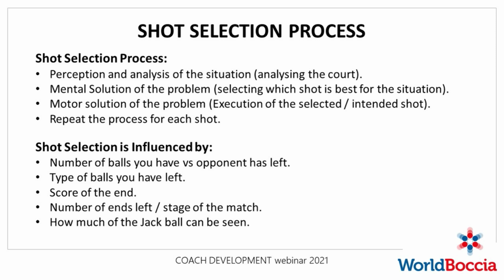So shot selection can be influenced by, obviously, the number of balls you have versus the number of balls your opponent has left. If we've got more balls than our opponent left, so say we have 5 balls, our opponent only has 3 balls left, we can probably look to be a little bit more attacking in order to try and maximize our scoring potential towards the end of an end. Whereas if we have less balls than our opponent, we probably need to start thinking a little bit more defensively in terms of minimizing our opposition's scoring potential towards the end of an end.